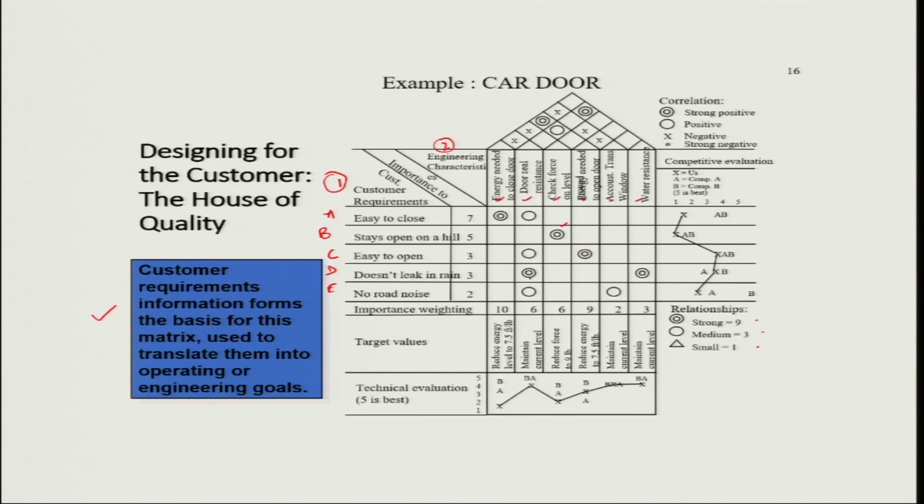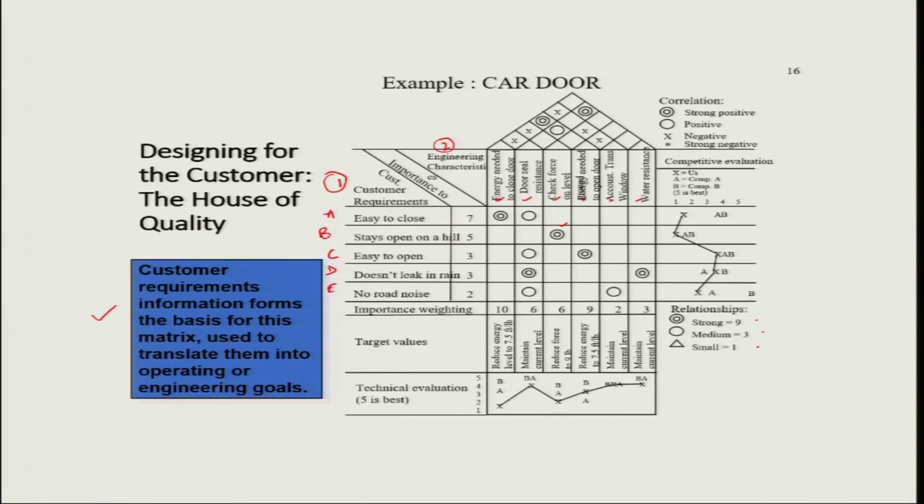Does not leak in rain. Obviously, door seal is very important, and water resistance, whatsoever we are adding in terms of design of the door, also has a very strong relationship. No road noise. This gasket provides noise resistance, and also the acoustic and other windows which we are using provide the no road noise. So, this way we are able to develop this third level of house of quality.